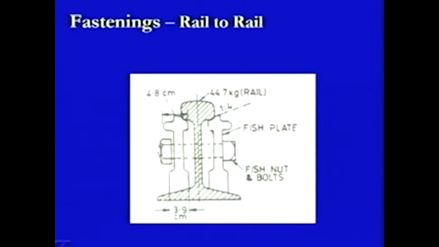And that is the reason why these rail fish plates are supposed to have 55% of the strength of the rail section. So, when we are using 2 fish plates, it is more than 100% strength of the rail sections, and that is how it survives without breaking.